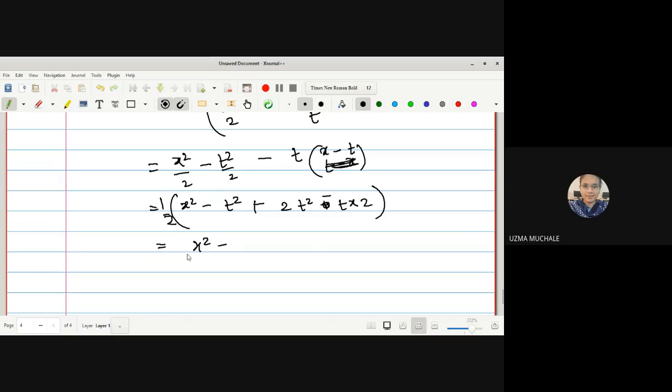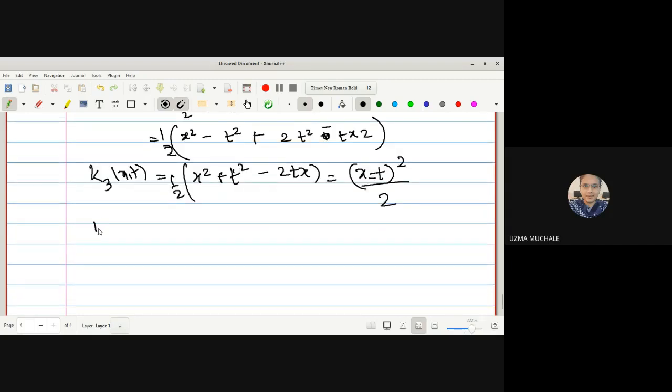Okay, now this 1 by 2 as it is, x square minus t square plus 2t square. So it will be plus t square minus 2tx. So this will be the formula like x minus t bracket square divided by 2. Right, so we get the formula for k3 of xt as x minus t square by 2. What was the formula for k2 we have obtained? It's x minus t. And k1 of xt was simply 1.